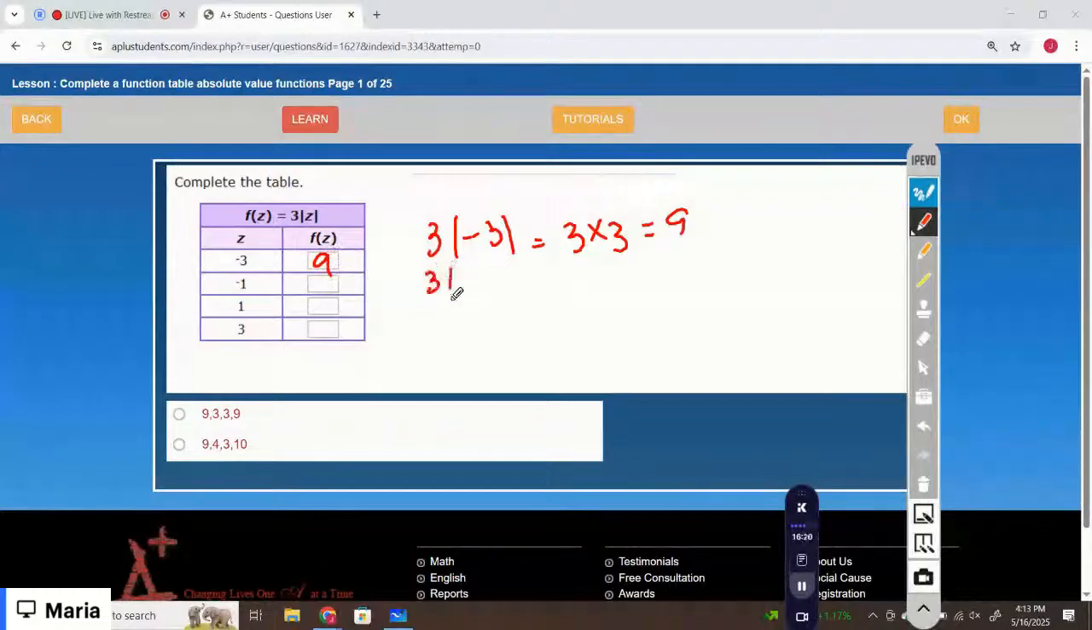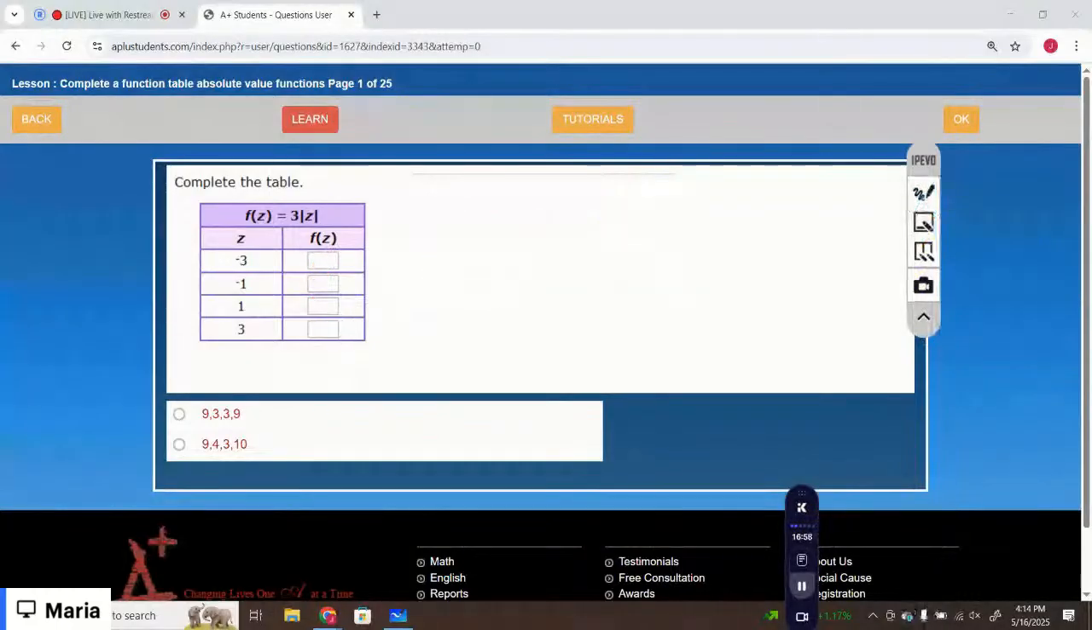Same way we have 3 times the absolute value of negative 1. The absolute value of negative 1 equals positive 1. So 3 times 1 is 3. Then 1 times 3 is 3 and 3 times 3 is 9. So option number 1 is the correct option, that is 9, 3, 3, and 9.